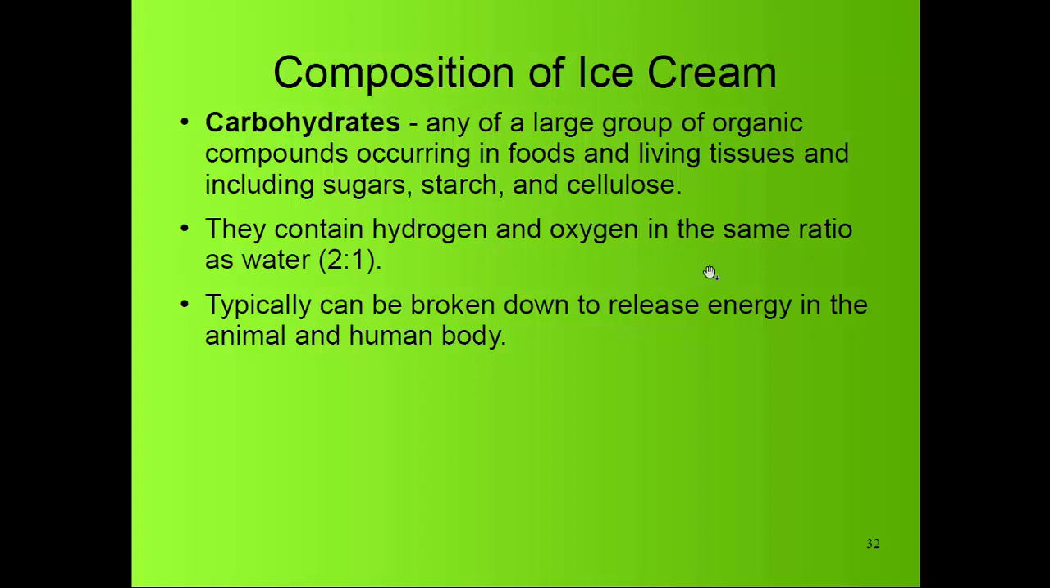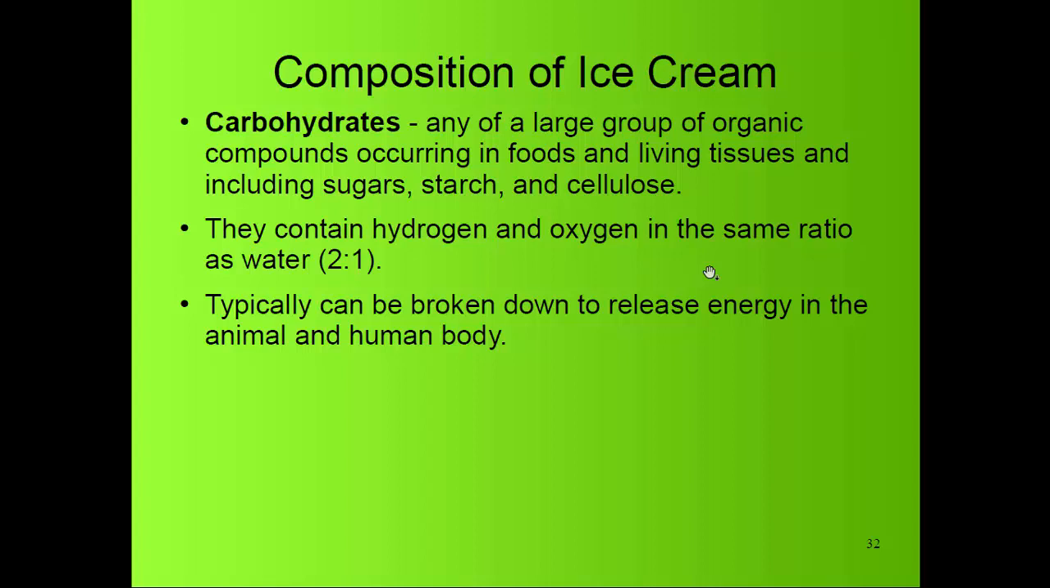Carbohydrates are any of the large groups of organic compounds occurring in food and living tissues, including sugar, starch, and cellulose. So, mostly in ice cream, when we think of carbohydrates, we're thinking of the sugar. So, it's the sugar we add, and that can be in the form of the white table sugar that you put on your table, or it could be honey or corn syrup or anything that adds sweetness, and also the lactose, which is the sugar from the milk.